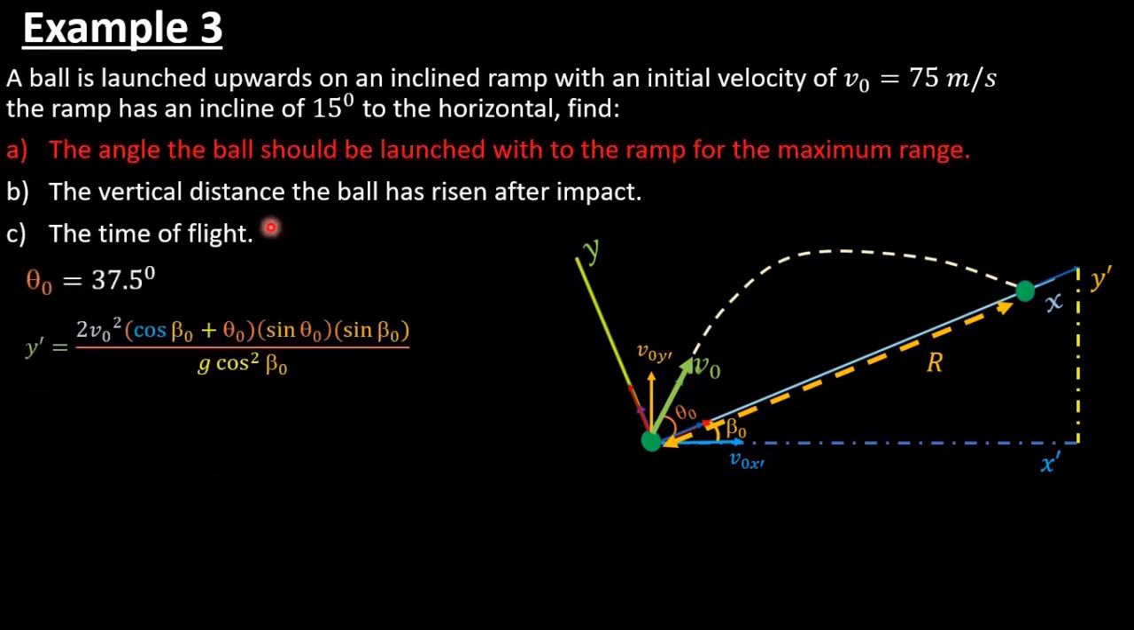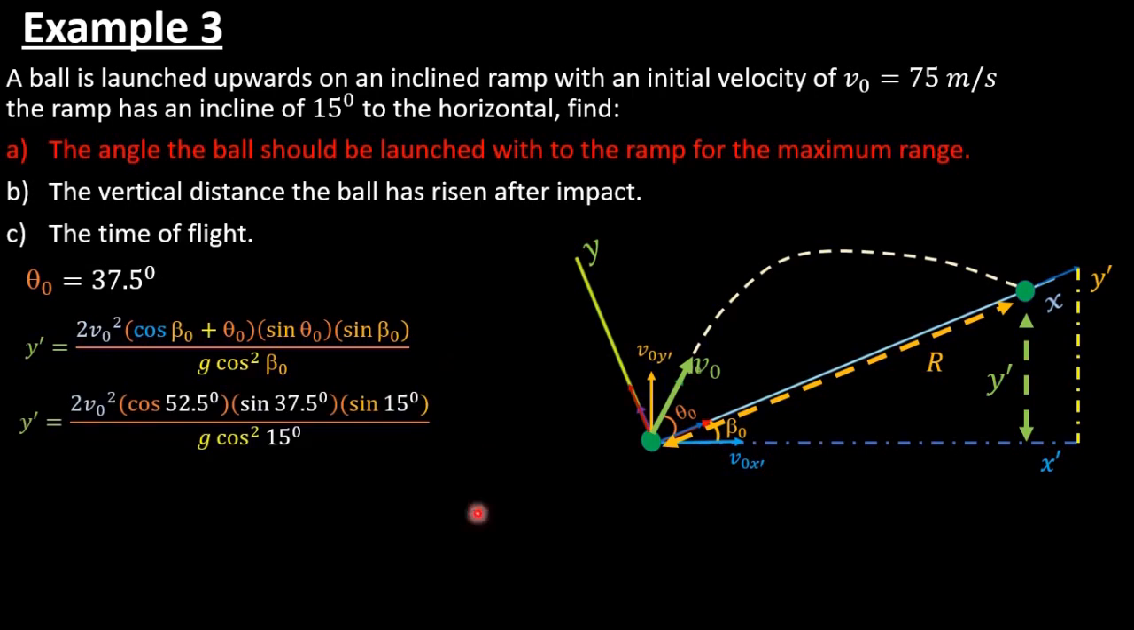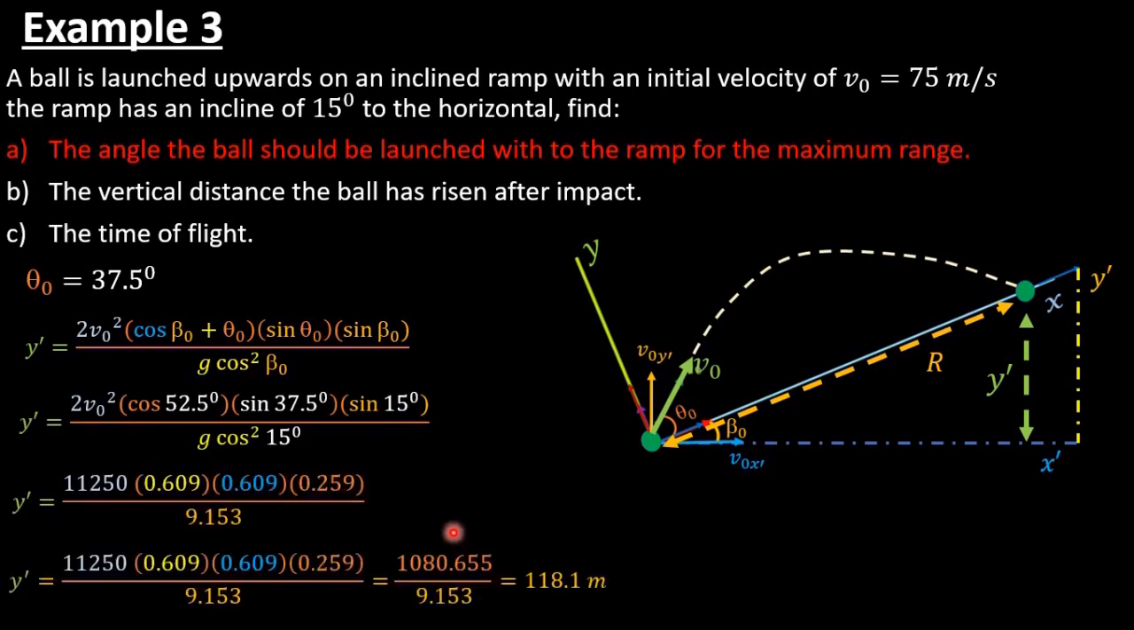So now we want to find y prime. Okay, so remember y prime was that distance there. So that is the vertical distance the ball has travelled after impact, and our equation for that was this. Okay, so if we just apply this equation now, put our numbers in, simplify all that down like this. After all our simplifications, we end up with 118.1 meters.